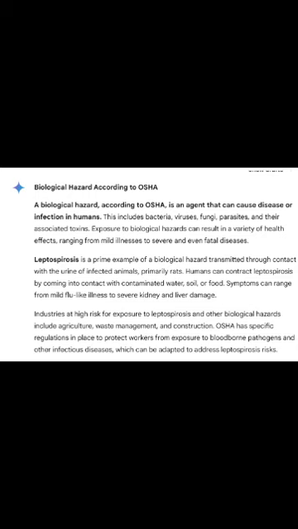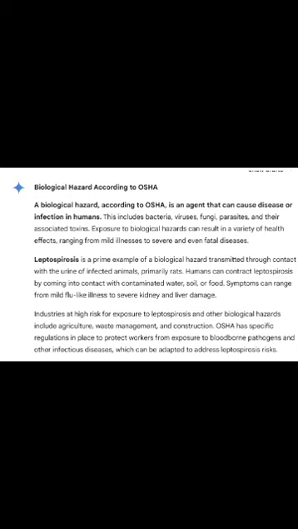A biological hazard, according to OSHA, is an agent that can cause disease or infection in humans. This includes bacteria, viruses, fungi, parasites, and their associated toxins. Exposure to biological hazards can result in a variety of health effects, ranging from mild illnesses to severe, even fatal diseases. Leptospirosis is a prime example of a biological hazard transmitted through contact with the urine of infected animals, primarily rats.